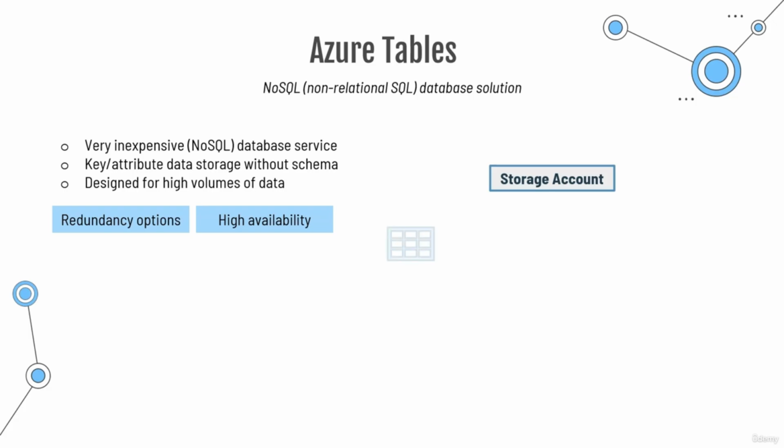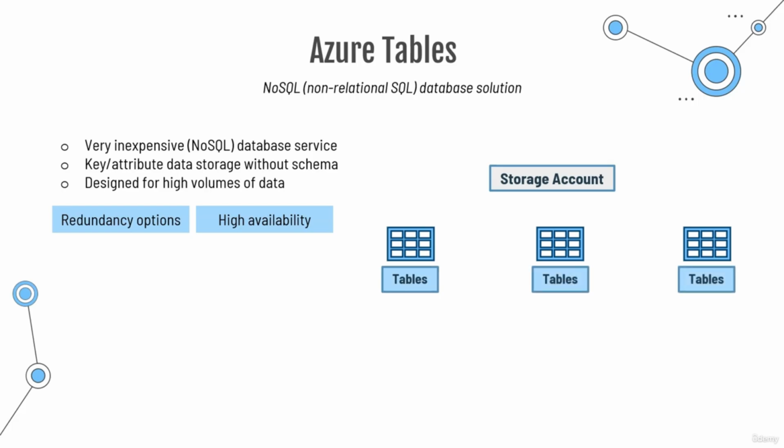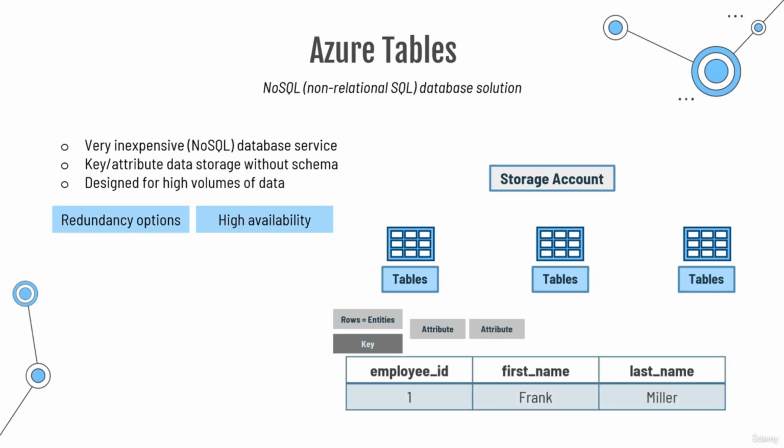We can, under our storage account, create multiple tables. And these tables contain multiple rows. In the Azure Tables, these are called entities. And one entity can have multiple so-called attributes. An attribute is just a combination of a key and a value. This is complicated speak for: we have a table with columns and rows. And one value in a column in a given row, for example, Frank as a first name, is one attribute.